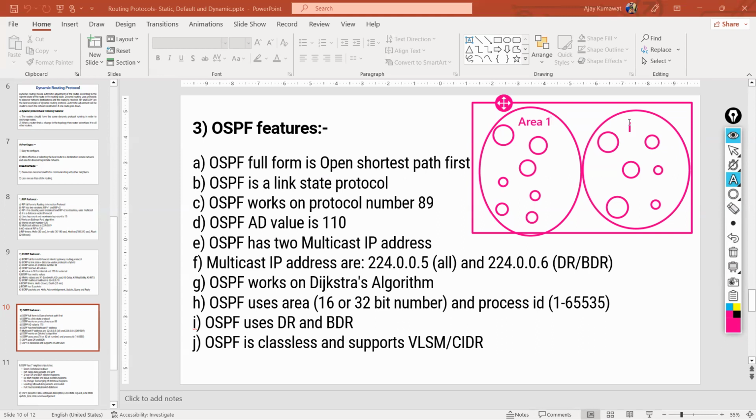Without area 0, they will not communicate. That means the information from here will never arrive here. The information from here will never arrive here. Is that clear? This is why area 0 is required.